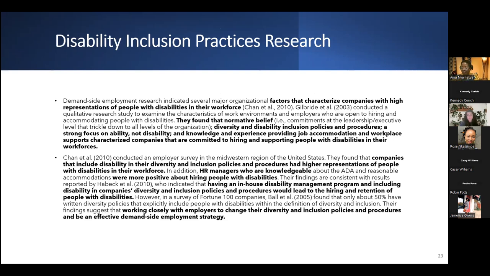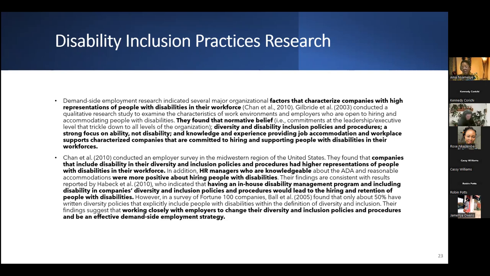The other thing here, I'm almost done: demand disability inclusion practice research. So demand side employment research indicated several major organizational factors that characterize companies with high representation of people with disabilities in the workforce. They found that normative belief, comments at the leadership and executive level, trickle down to all levels of the organization. They also found diversity and disability inclusion policies and procedures, and a strong focus on ability, not disability. So it's shifting the perspective, right?